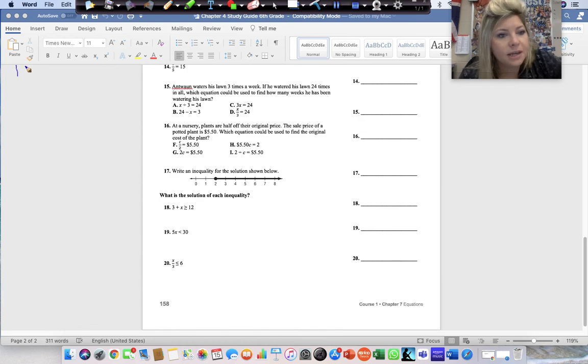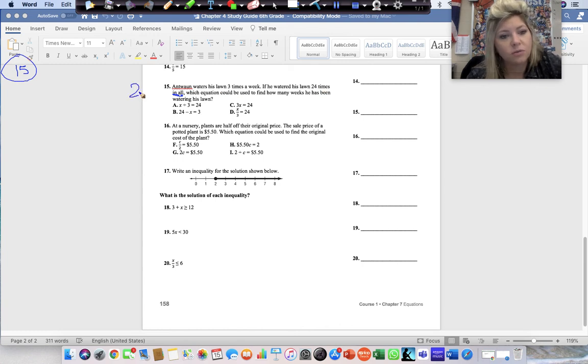Okay, 15 says, Antoine waters his lawn 3 times a week. He watered his lawn 24 times in all. That means total. But we are not adding here. We're actually going to be multiplying, because if you're doing it 3 times a week, let's say you're doing it for 5 weeks. So 3 times a week for 5 weeks, that's 15 times. Okay, so what we did with those two numbers, though, is we multiplied them. So that's what you're doing here, too.